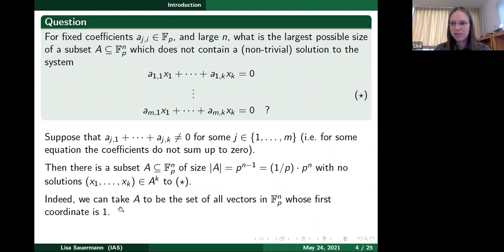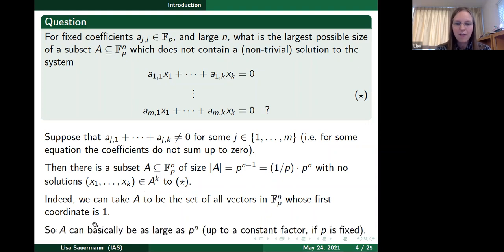So from this basically trivial observation, we can see that we can choose the subset A very large, namely basically as large as p^n up to a constant factor of p, which is fixed, if we are in the case that for one of these equations, the coefficients don't sum up to 0. So that case is pretty boring, from that perspective at least.